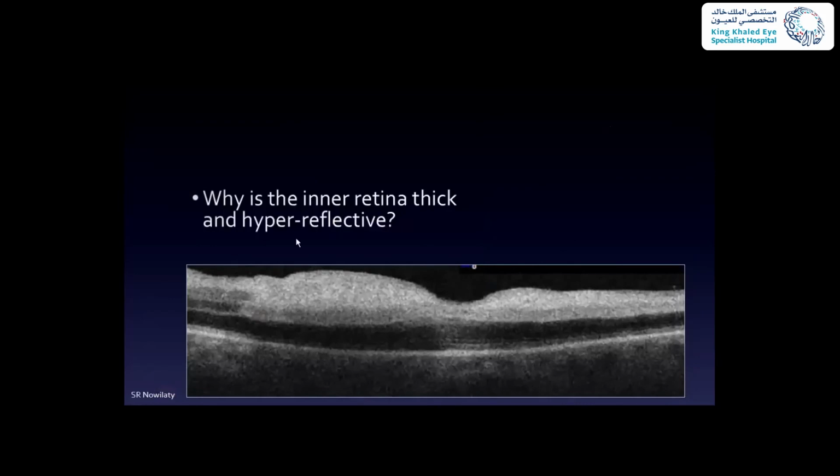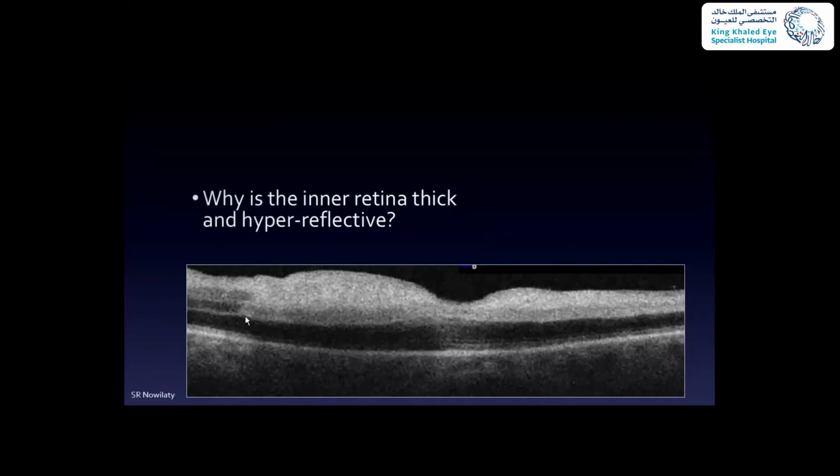It looks very hyperreflective, right? It looks so hyperreflective, so white, that this is a sign of ischemia. This is a sign of nerve fiber layer congestion, axoplasmic stasis in the nerve fiber layer, in the ganglion cells, that causes so much hyperreflectivity. There is no movement of the axoplasm in the nerve fiber layer, so you have so much hyperreflectivity that it actually shadows back.